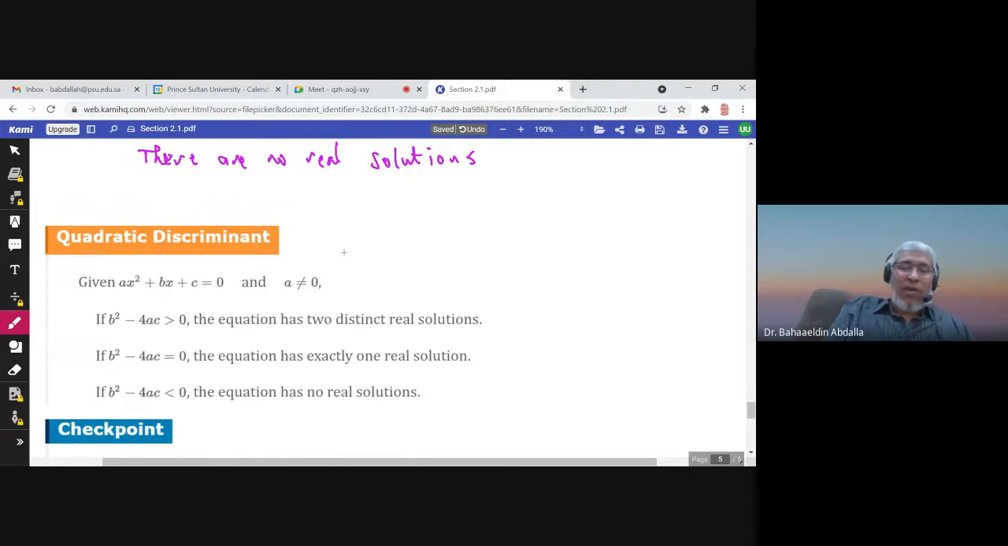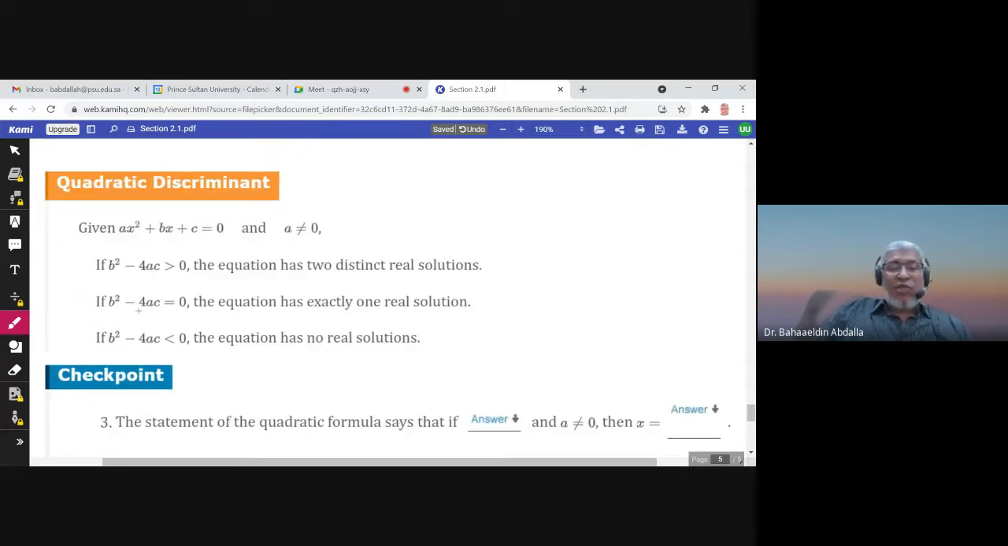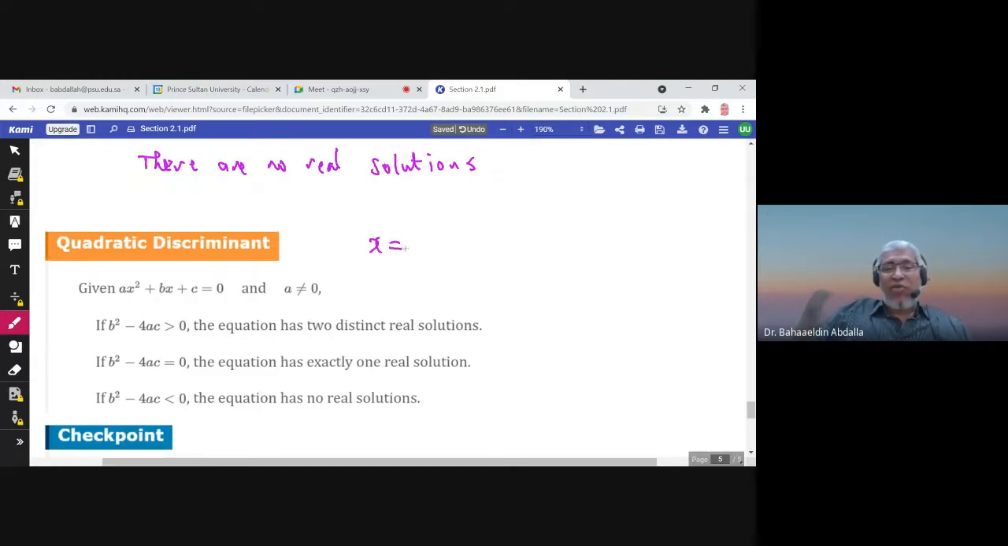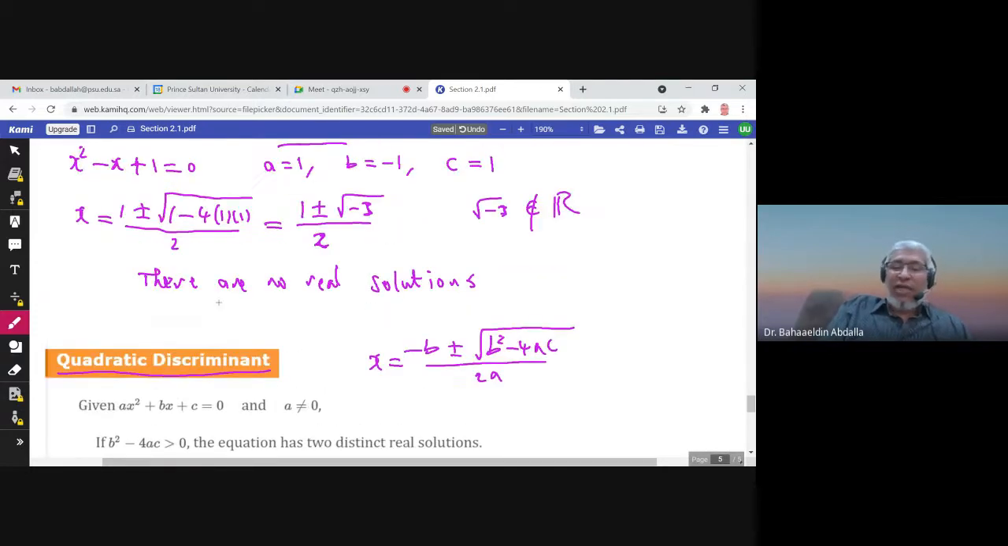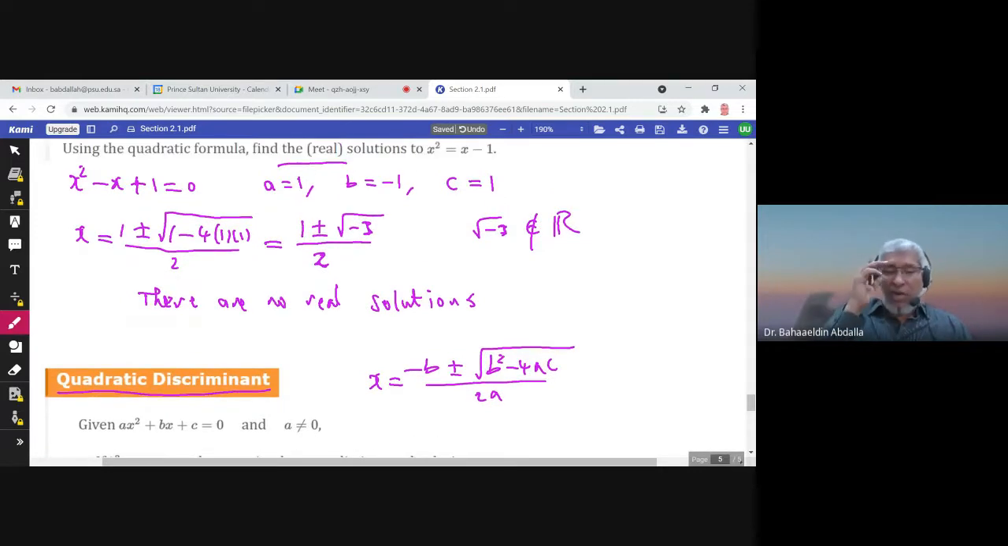Now this quantity, b squared minus 4ac, we know the formula is x equals negative b plus or minus the square root of b squared minus 4ac, over 2a. This quantity b squared minus 4ac is called the quadratic discriminant. This discriminant gives you the type and kind of the roots: how many roots we have, and whether they are real or not real.